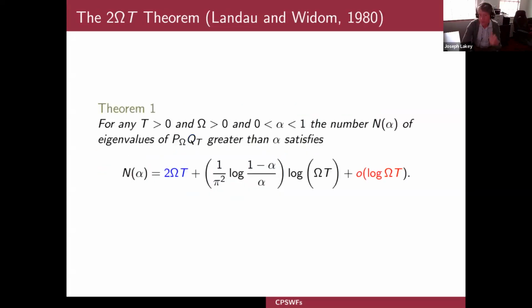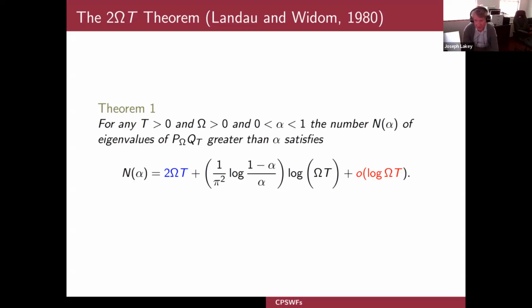Okay. And then there were various versions of what's come to be known as the 2 omega T theorem, which addresses the number of eigenvalues of time and band limiting that are close to one. And this form is Landau and Widom in 1980. And it says the number of eigenvalues of P omega Q T, so Q T is a truncation to the interval minus T to T, the number of eigenvalues larger than some number alpha between 0 and 1 is the time bandwidth product 2 omega T plus this product of logarithmic terms that includes the factor alpha and omega T, and then a little o of log omega T. If you take alpha equals 1 half, then that log term, log of (1 minus alpha) over alpha, is log of 1, so that term goes away. And actually, the red term is big O of 1.